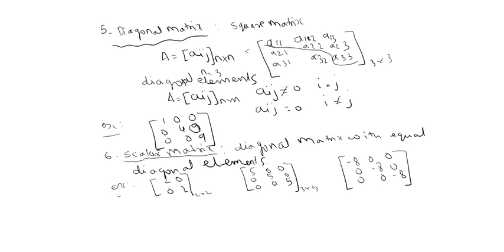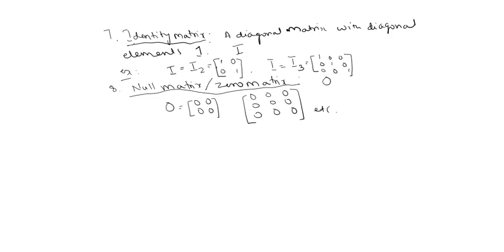Next we have the identity matrix. An identity matrix is a diagonal matrix in which the diagonal elements are 1. Next, the null matrix. A null matrix is nothing but a zero matrix in which all the elements are 0. So these are the types of matrix.